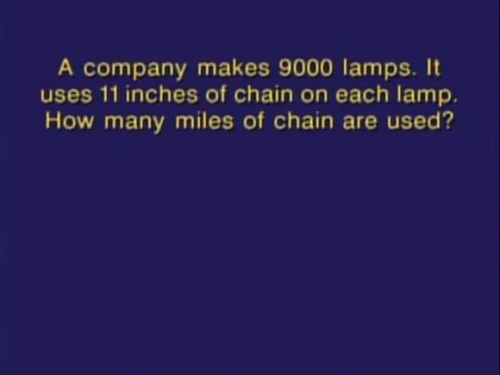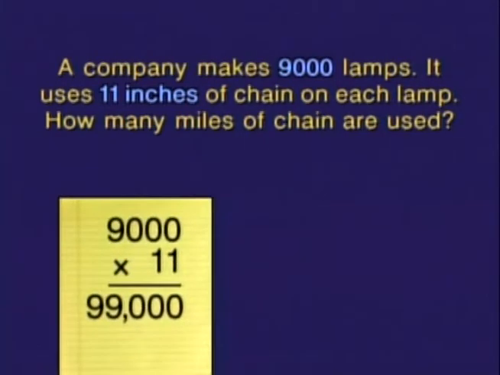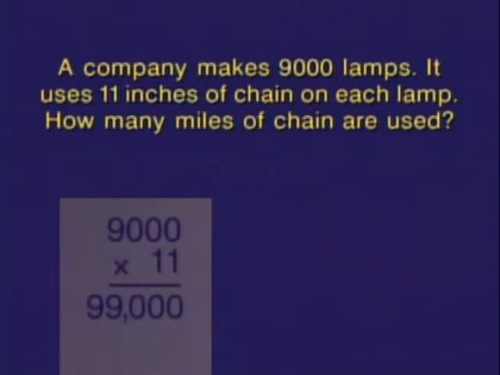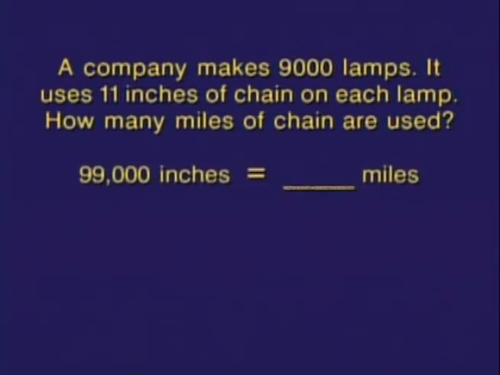In this problem, we want to convert from inches to miles. But how many inches are we talking about? Let's see. There are 11 inches of chain on each of the 9,000 lamps. 9,000 times 11 inches is 99,000 inches. We want to convert 99,000 inches to an equivalent number of miles.